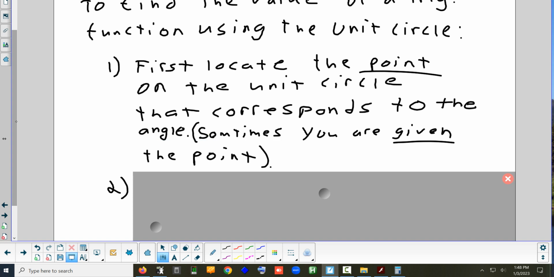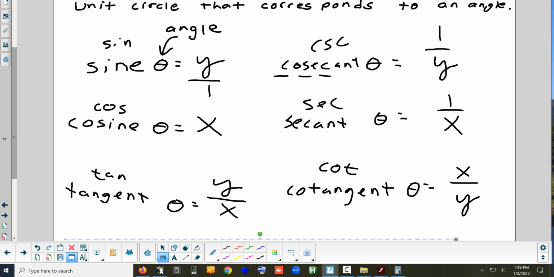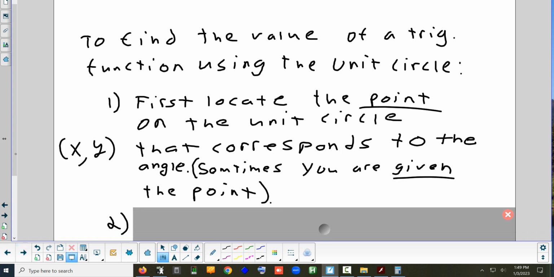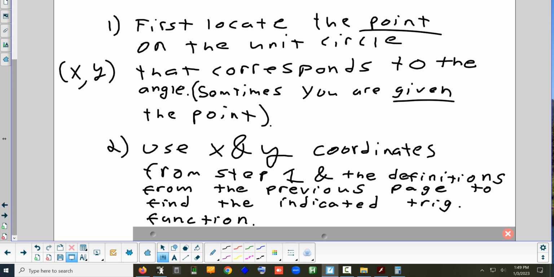Once you know your point, you're going to know an x and you're going to know a y. You're going to have those 2 numbers. You're going to take those 2 numbers and you're going to fill them in to all 6 of these formulas. Now, if the problem only asks you to find cosine, then fine, you only have to do a cosine. But we're going to practice all six. So step 1, find your coordinate. Step 2, use your coordinate that you just found in step 1 and plug them into the definitions on the other page, the previous page.